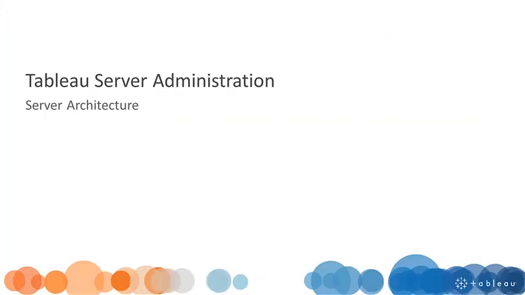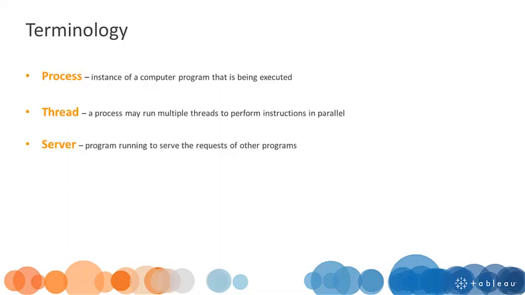Before we dive into the processes, let's get through some terminology that I'm going to be using. A process is an instance of a computer program that is being executed. In the case of Tableau Server, processes that run the server include things like the VizQL server, data engine, and others. A single process may run multiple threads in order to perform instructions in parallel. Some processes on Tableau Server, like the VizQL server, are multi-threaded. Others, like the backgrounder, are not.